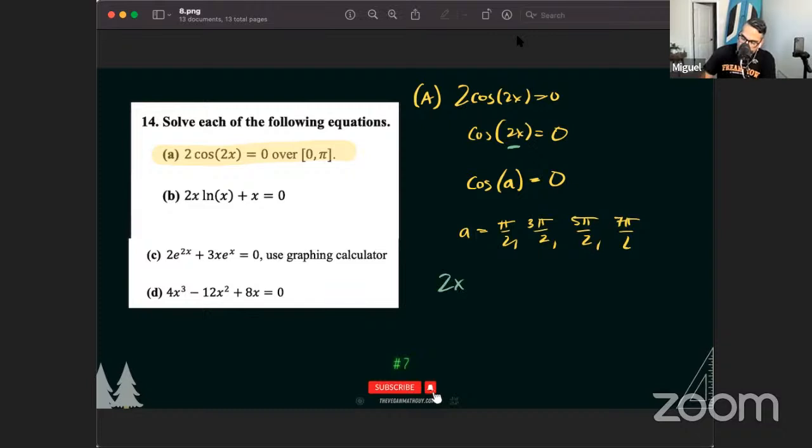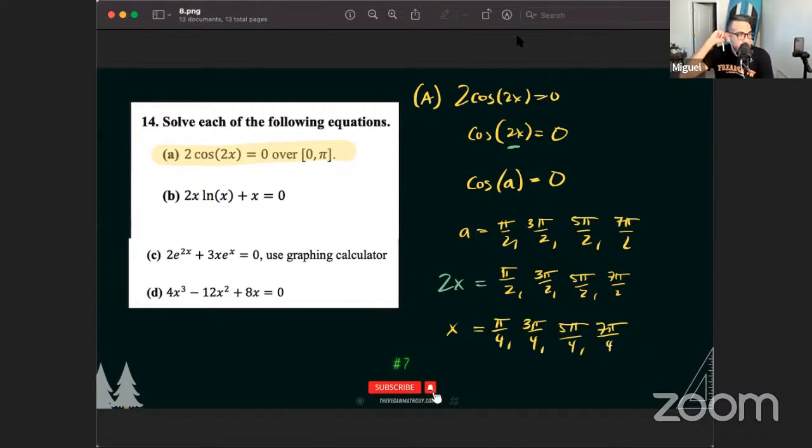Now this is 2x equals pi over 2, 3 pi over 2, 5 pi over 2, and then 7 pi over 2. So now let's go ahead and divide everything by 2. And we get x is equal to pi over 4, 3 pi over 4, 5 pi over 4, and then 7 pi over 4. Okay, you notice that once I divided them by 2, all these values are inside one revolution of the unit circle.